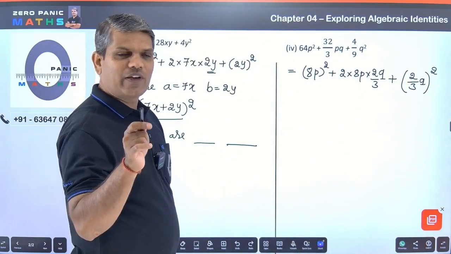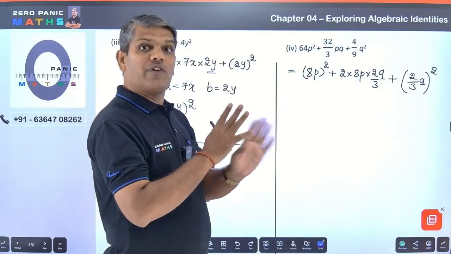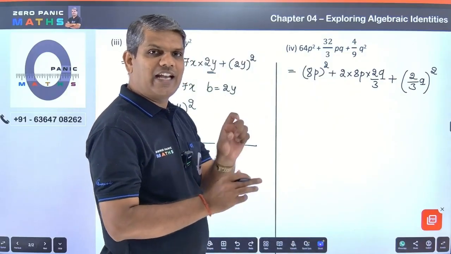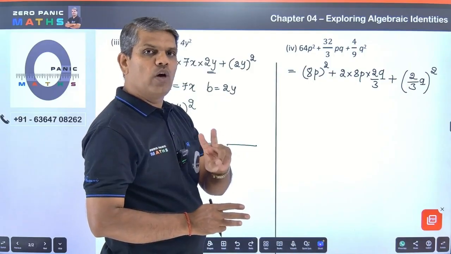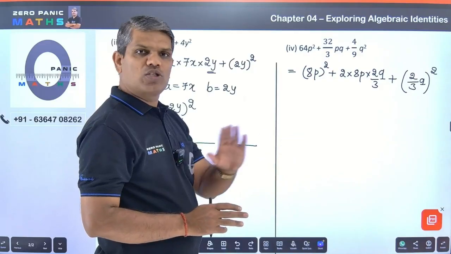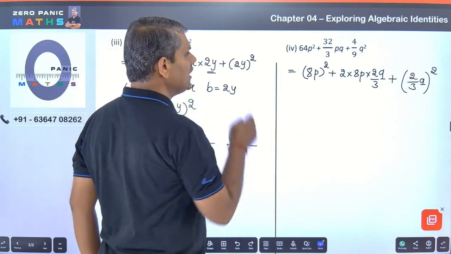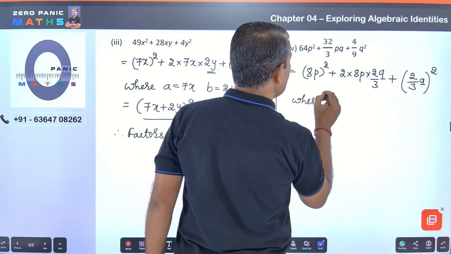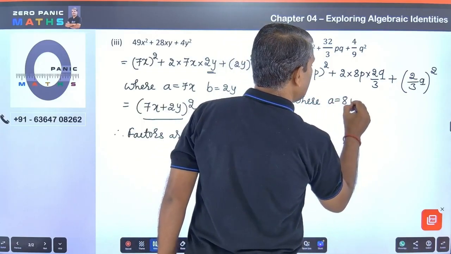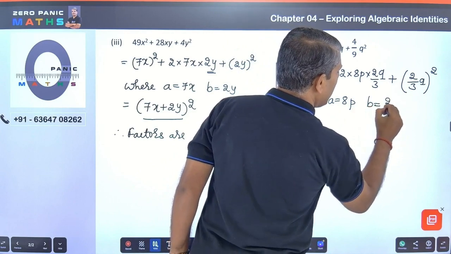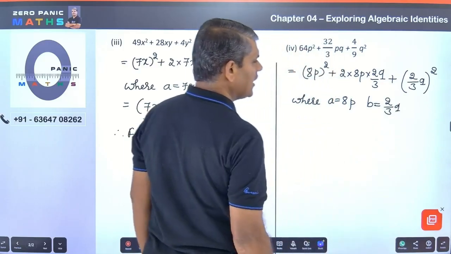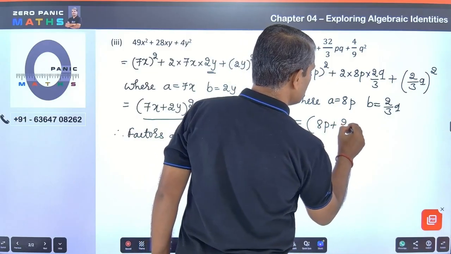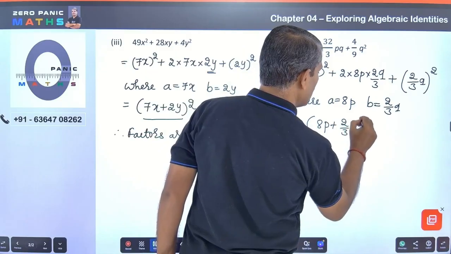You understood this, right? Okay, so this is the way that you first write the given expression into the expanded version of any given identity. The identities that we have studied till now are only two: (a + b) whole square or (a - b) whole square. You need to make use of only those two identities for these kinds of problems currently. Okay, so here you can say a is equal to 8p, and what is b? b is 2q by 3. Correct? So what is (a + b) whole square then? It is (8p + 2q/3) whole square.